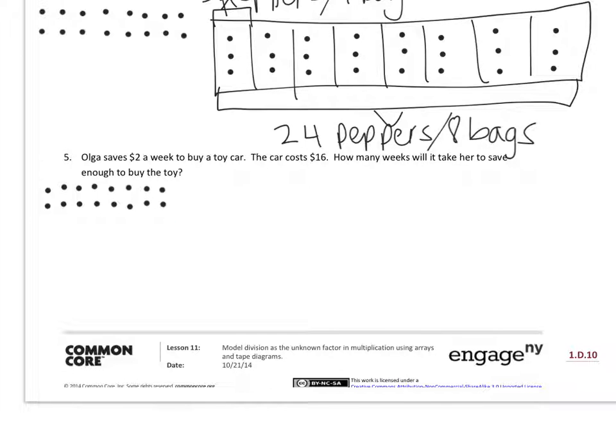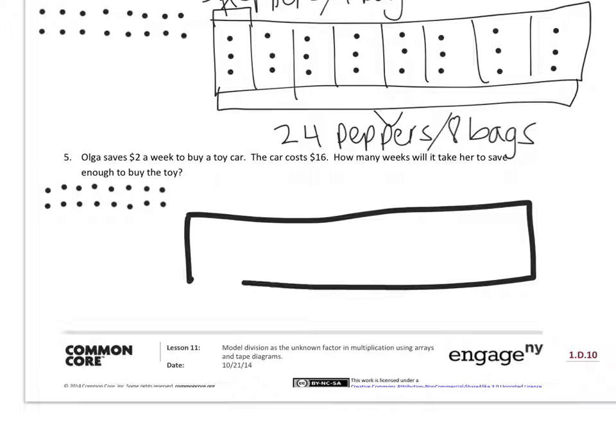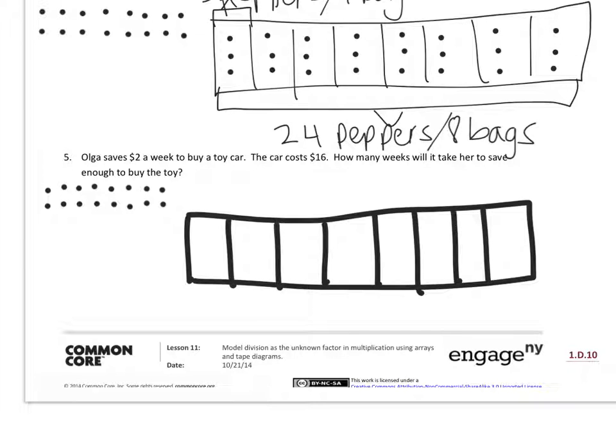Now let's draw our tape diagram. And remember, you don't have to do both methods, but it never hurts to practice. So I have 8 weeks. That means I need 7 lines to make 8 weeks. 1, 2, 3, 4, 5, 6, 7. And I'm going to put my 2 dots in each section, just like my array.